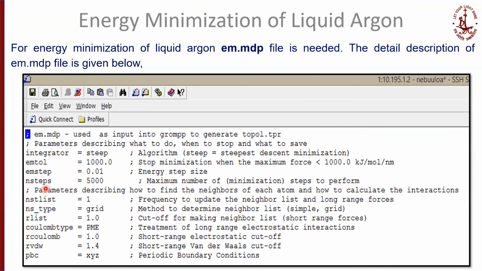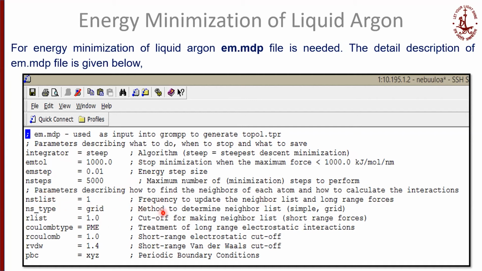So if you are giving n steps, that is, the total number of steps is 5000. So it will start from 0.01, then 0.02, then 0.03 up till 5000, unless you get a force which is less than 1000 kilojoule per mole per nanometer. It will carry on this process. Then what are the other parameters?